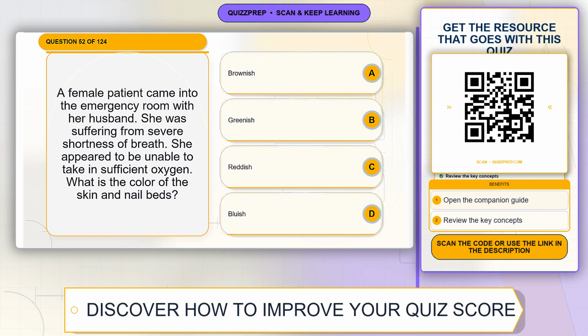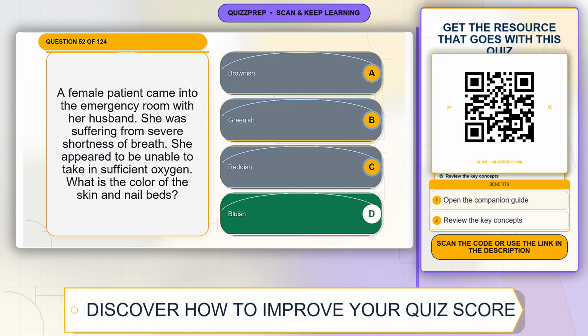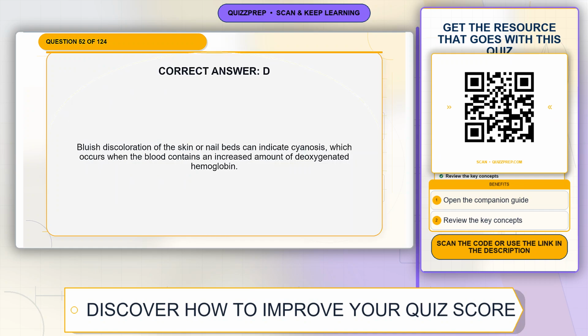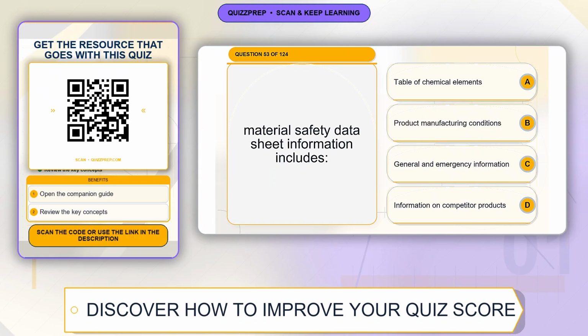Question 52. A female patient came into the emergency room with her husband. She was suffering from severe shortness of breath. She appeared to be unable to take in sufficient oxygen. What is the color of the skin and nail beds? Option A, brownish. Option B, greenish. Option C, reddish. Option D, bluish. The correct answer is option D, bluish. Explanation. Bluish discoloration of the skin or nail beds can indicate cyanosis, which occurs when the blood contains an increased amount of deoxygenated hemoglobin.